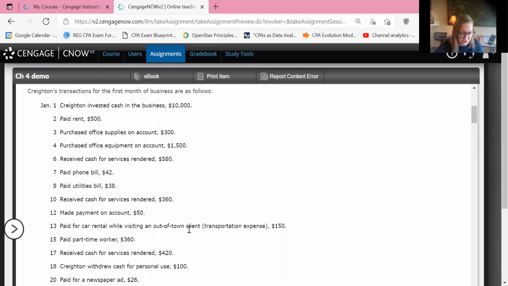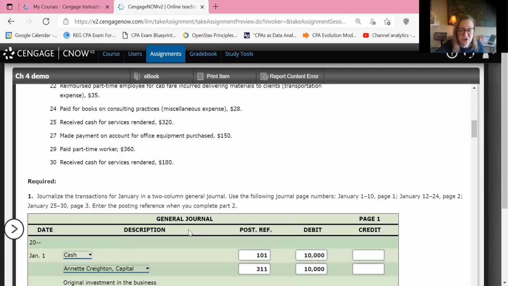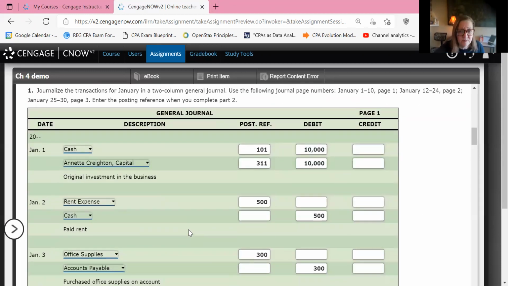So here's the list of transactions, and again, they're listed in the textbook. I'm going to be going by that, and then we're going to make a journal entry for each of these. I'm going to make the first little part.